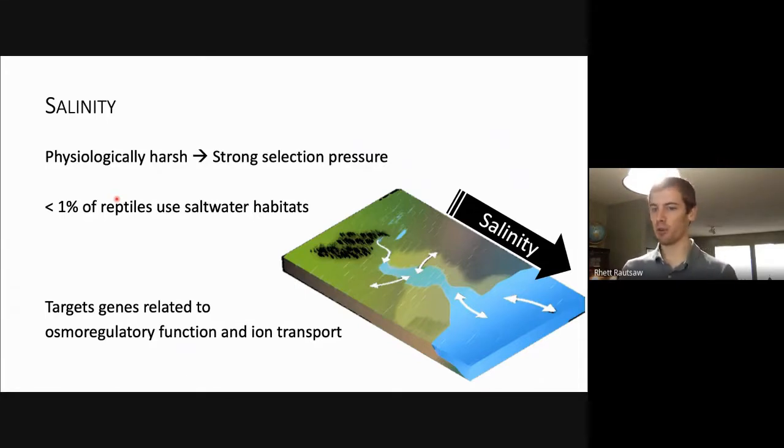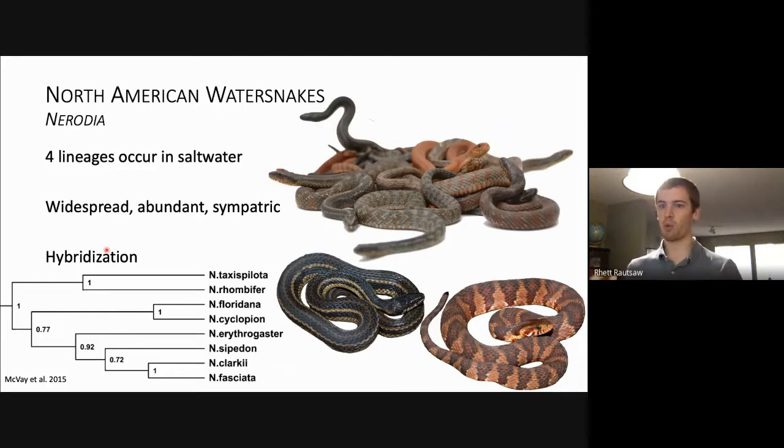And because our lab is really focused on snakes and reptiles, of course, we're obviously going to exploit that 1% of reptiles that use saltwater. And luckily, we can do so from our backyards. So the North American watersnakes are the ideal group for our study. Despite only 1% of reptiles using saltwater, this small clade of snakes has 4 lineages which use saltwater. Furthermore, they're really widespread and they're really abundant, which means collecting them is pretty easy. And many of the species are sympatric with one another, which means they have the potential to hybridize with one another.